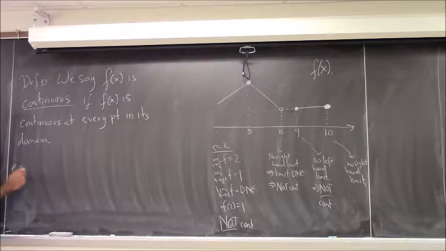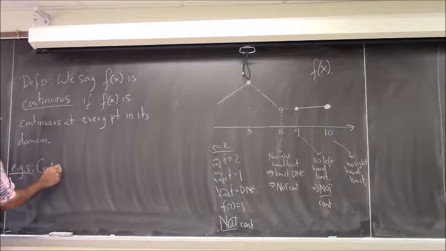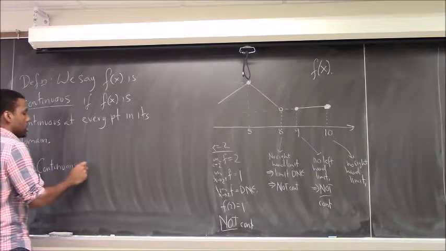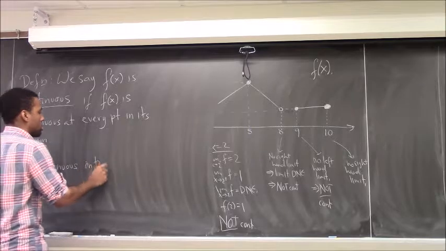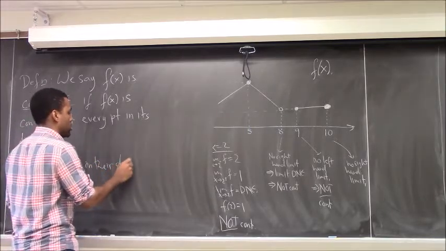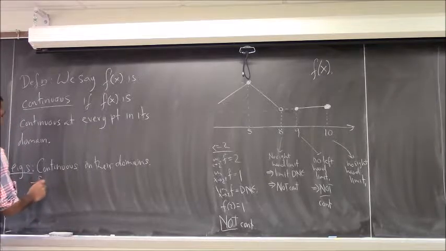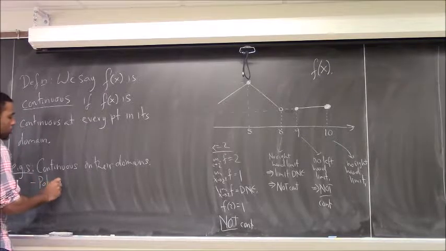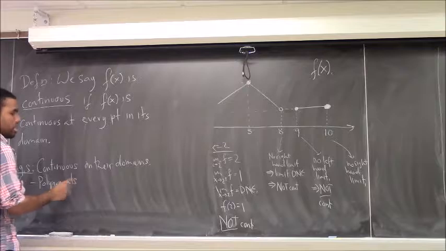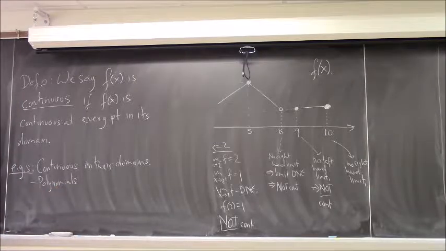So there are a bunch of examples of functions that are continuous in general. These are continuous on their domains. And it's kind of the functions that we already like. So polynomials have this property. You'll always be able to find the limits and match them up with the value of the function at any given point.